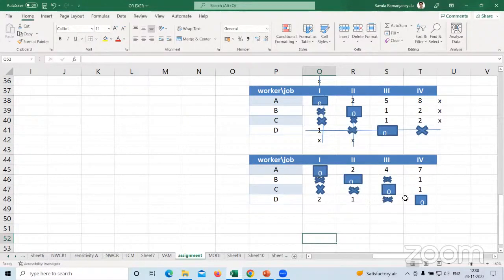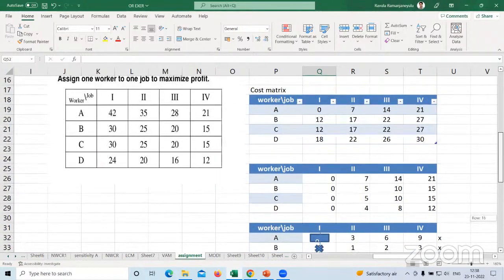See, if I assign this, we got an assignment A to 1, B to 2, C to 3, D to 4, right? Now if I want to assign this one, B to 3, C to 2, then also you will get the same answer, because of that only you are getting the zeros in that way. If you go to the question, you can find out.